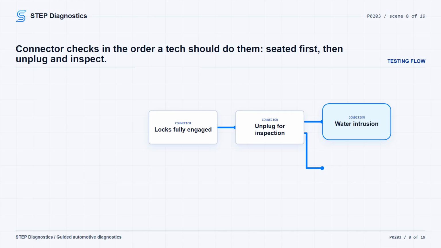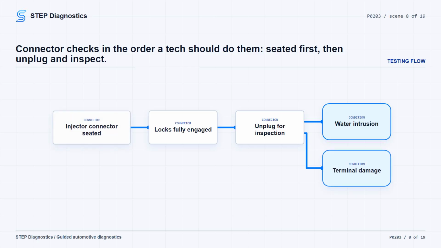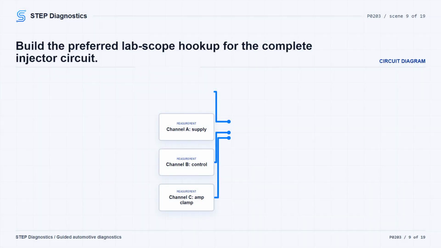At the injector and related connectors, make sure the connectors are fully seated and locked before disconnecting anything. After disconnecting, inspect for water intrusion and for pushed out, damaged, corroded, burnt, spread, or broken terminals. The preferred test is to scope the whole fuel injector circuit.